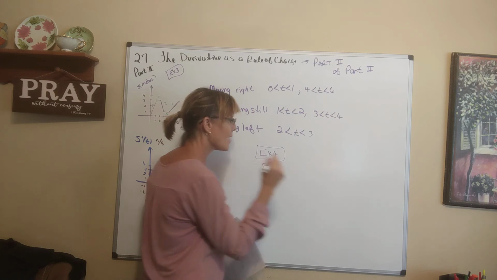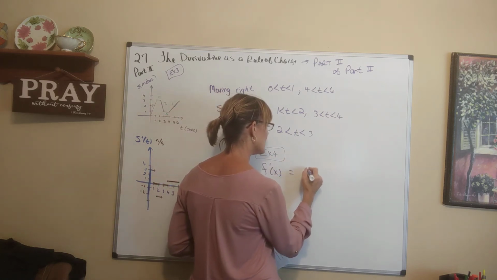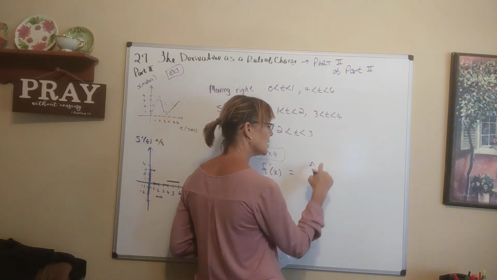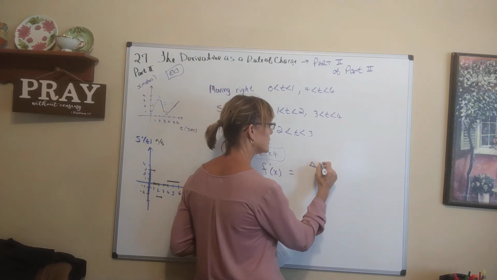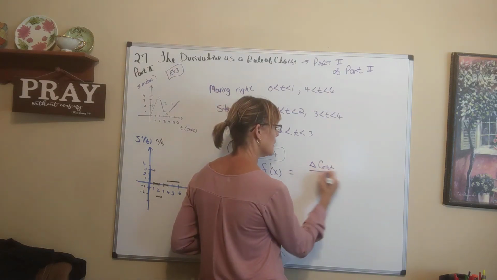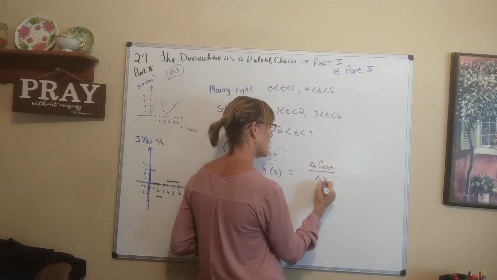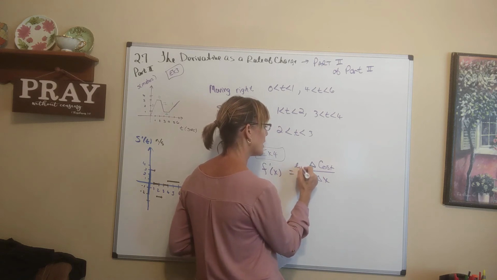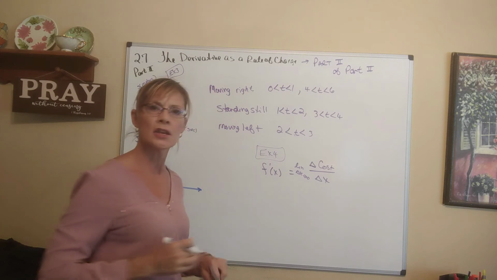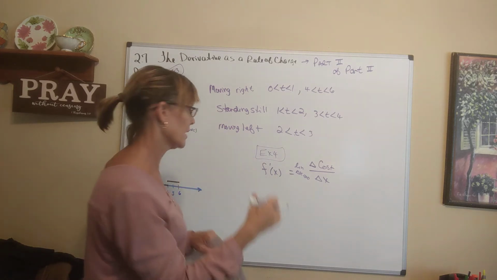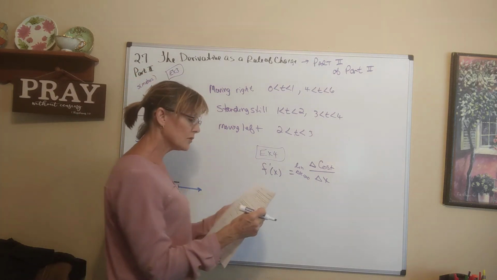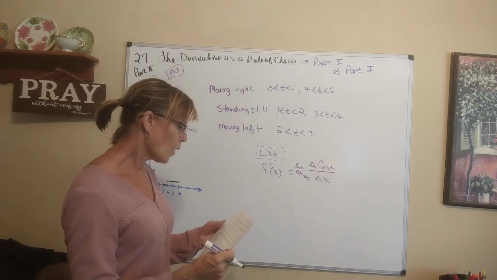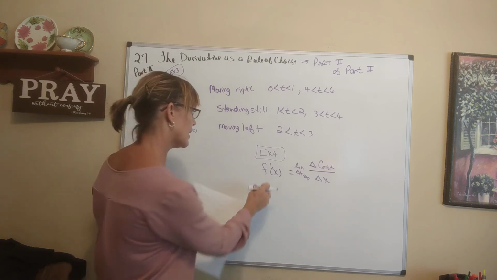Well, we know that f prime of x is the change in f, which is cost, over the change in x, only there's a limit as delta x goes to 0. So there's almost no change in the amount of x. So what would the units be? Let's answer that part first. What would the units be for this?